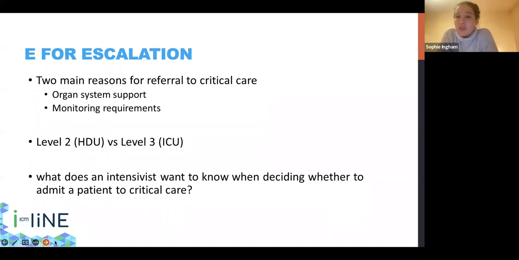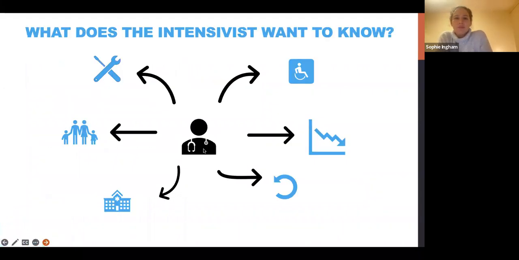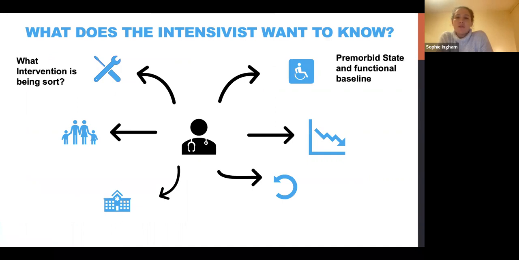Yeah, exactly. The patient's functional baseline. A couple of you have said that. Is the situation reversible? Exactly, very important. If it's not reversible, then you need to be thinking about levels of care. Someone said, which organ systems are compromised? Exactly. What do you want intensive care to do? Exactly, essentially. Which organ systems can intensive care support? Exactly. So I think that's a lot of them, really. So what intervention is being sought?